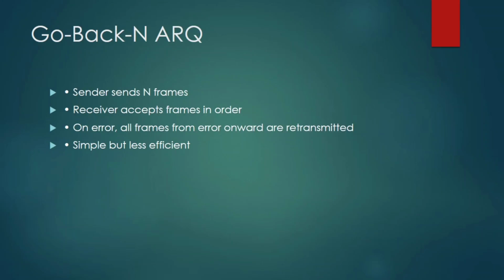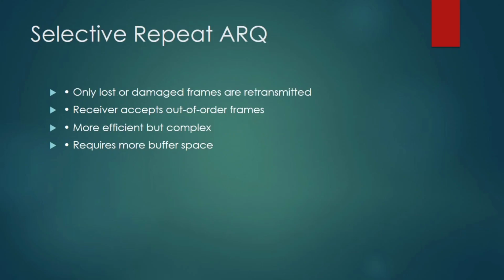Next, we discuss Go-Back-N ARQ. In this protocol, the sender can send N frames at once. The receiver only accepts the frames in order. If frame k is lost, then frames k plus 1, k plus 2, and k plus 3 are discarded. The sender retransmits frame k and all following frames. It uses cumulative acknowledgements.